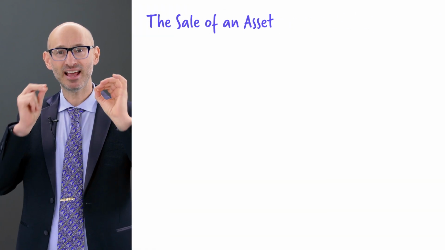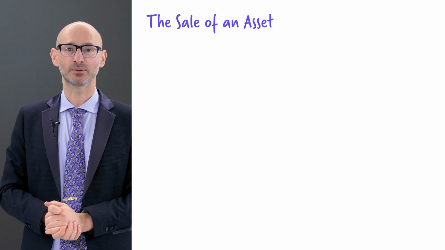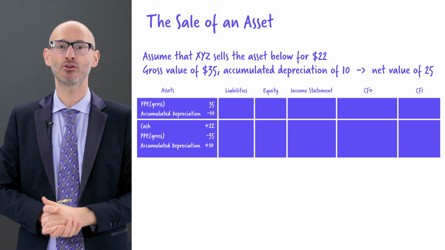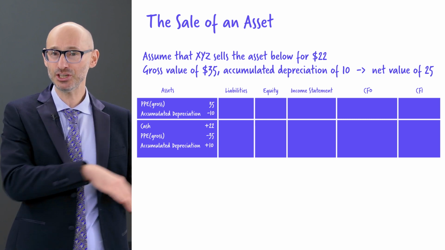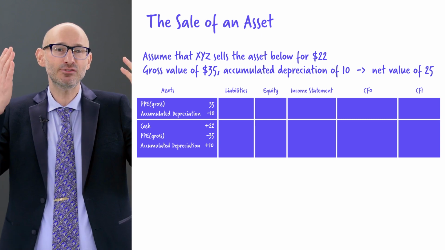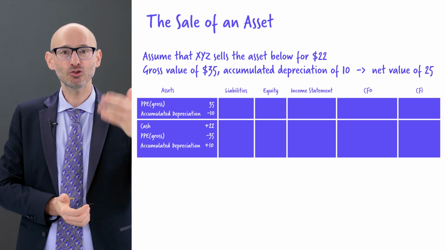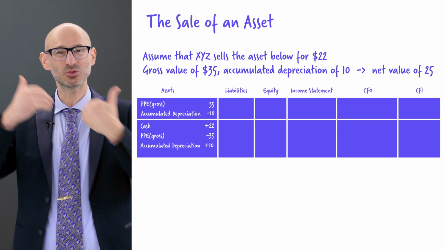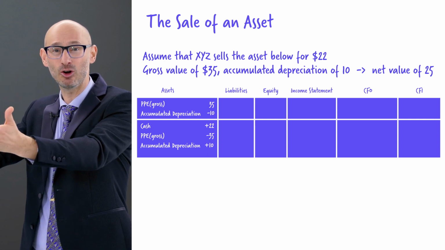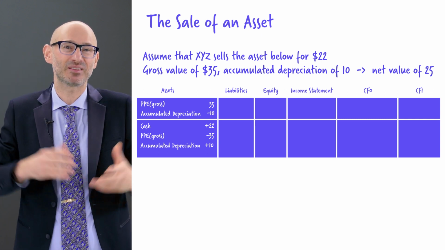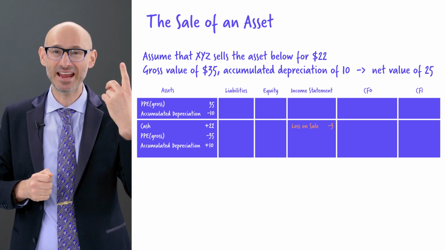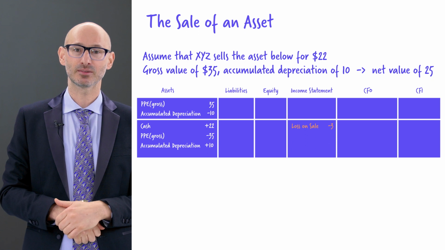The sale of an asset has its own particular treatment. Imagine that we today are selling an asset that has gross value of 35. Depreciation is 10, and so a net value of 25. Assume we sell it for 22. Obviously, giving something that is worth 25 on our books for only 22 is not the best business outcome. So we record a loss of -3 on the income statement.